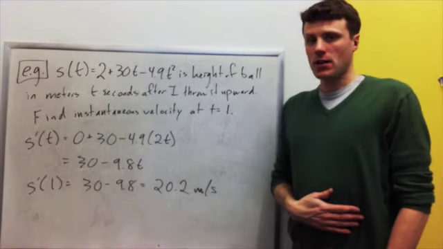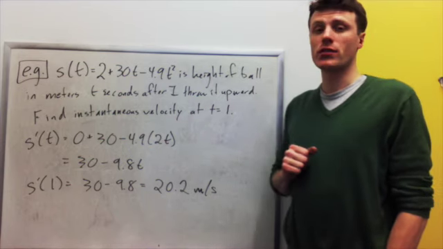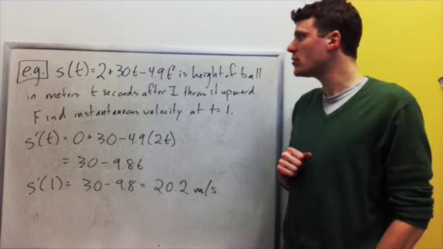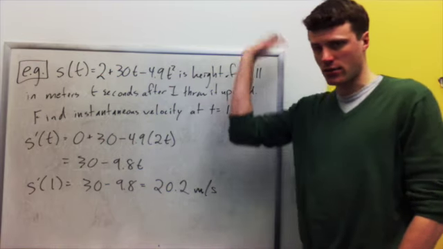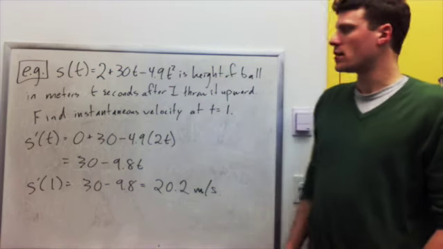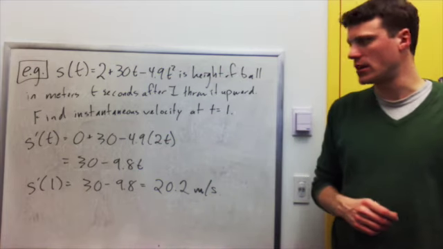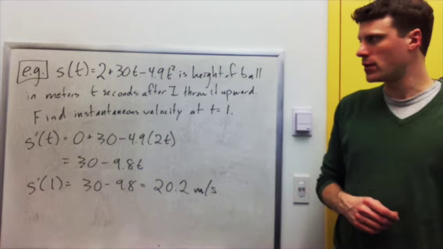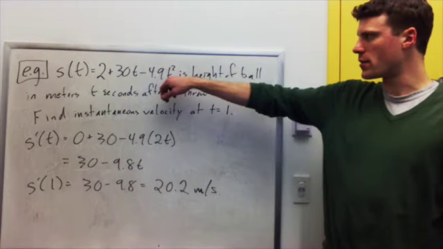Okay, and finally, a physics type example. Let s of t equal 2 plus 30t minus 4.9 t squared be the height of a ball in meters t seconds after I throw it up into the air. Let's find the instantaneous velocity 1 second after I let go of it, at time t equal to 1. Well, the velocity is the derivative of position. So I take the derivative of this.